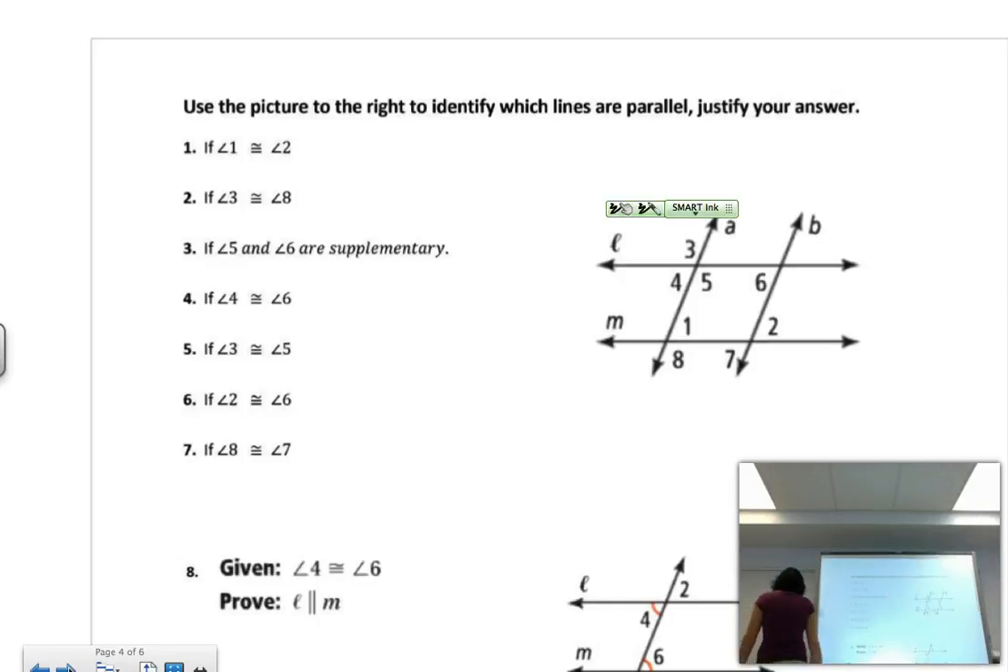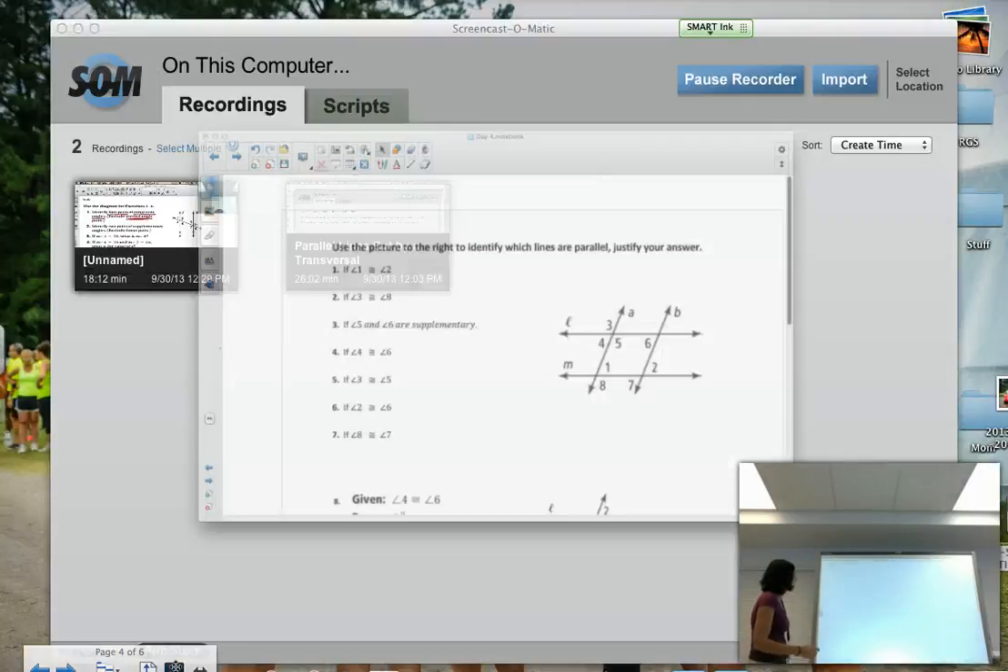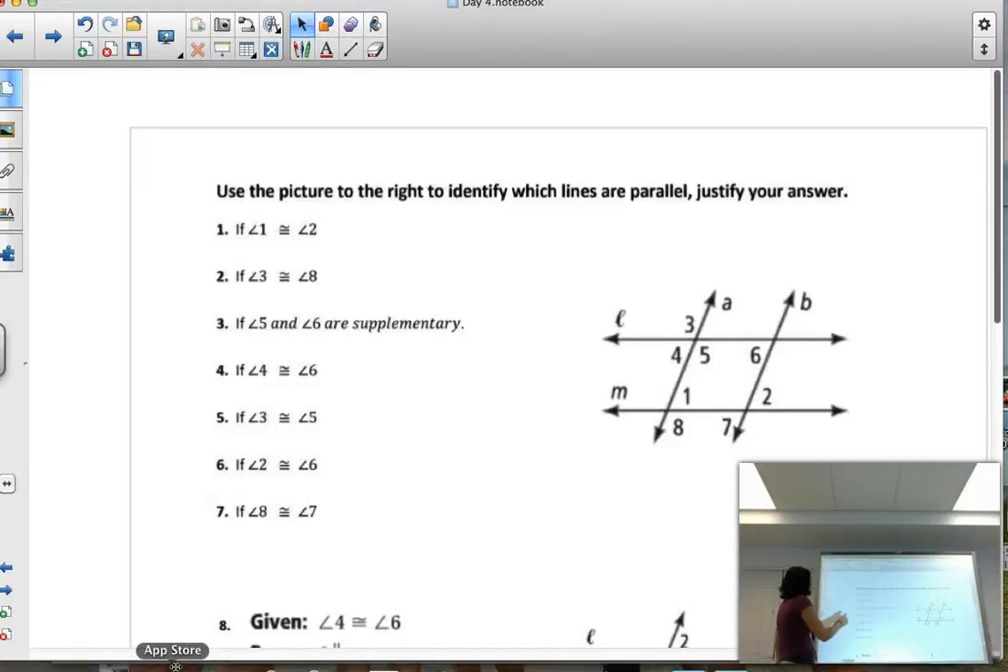Okay, so let's look at this picture. Notice in this picture that there are no marks that say what lines are parallel. So as soon as you see that picture, you know that we're talking about the converse of all the four theorems. I'm going to make this smaller. Let's look at the first one. It tells me that angle 1 and angle 2 are congruent. It wants to know which lines are parallel.